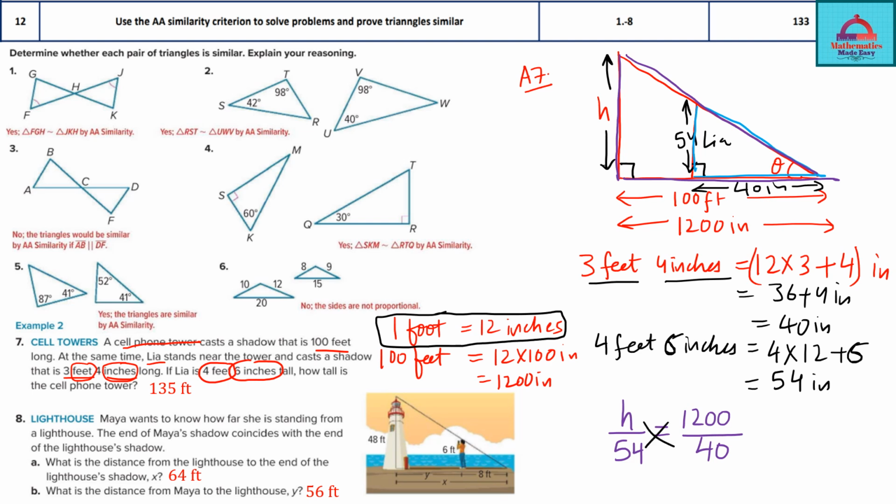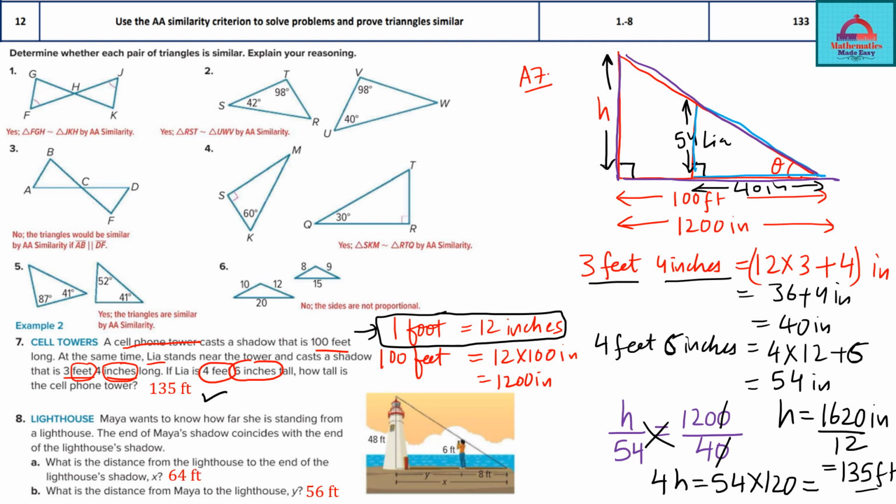Now before I cross multiply, I can cancel the zeros, and now 4h is going to be 54 multiplied by 120. So here you can solve it, and your simplification gives you h is equal to 1620 inches. Now the final answer is given in feet, so we are again going to use this conversion, and this length which you got in inches, now you have to convert to feet. That means you are now going to divide by 12. So when you do that, this comes out to be 135 feet.